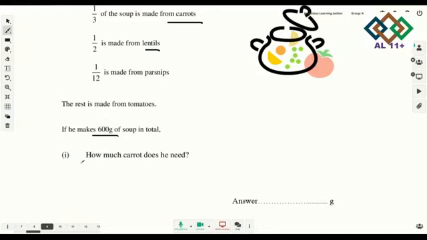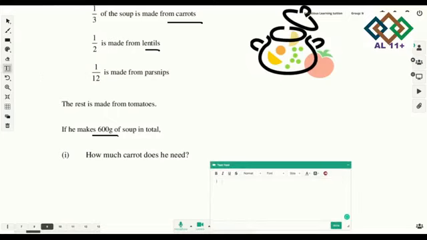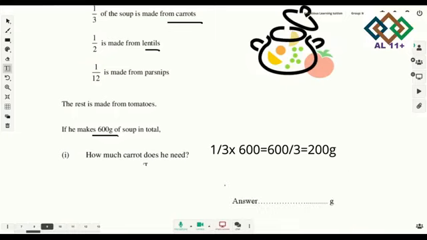So basically you need to know how much carrot she used. So obviously you will do 1/3 multiplied by 600. That gives you 600 divided by 3. Remember to simplify as much as you can. That will be 200 g. So we got the answer for this one. How much carrot does she use?